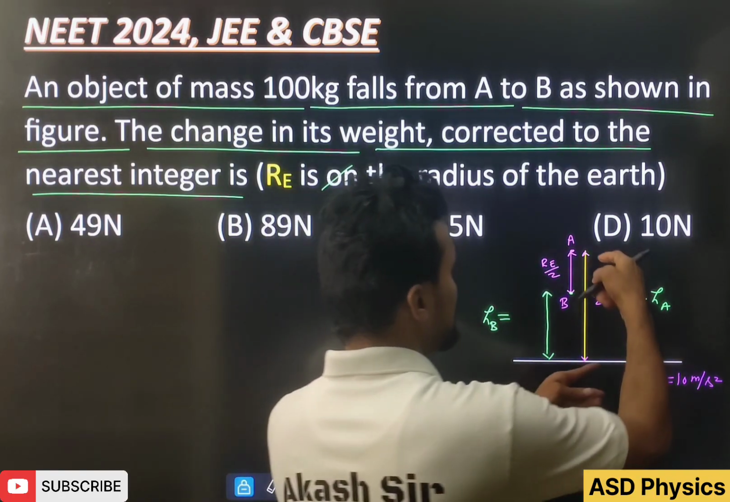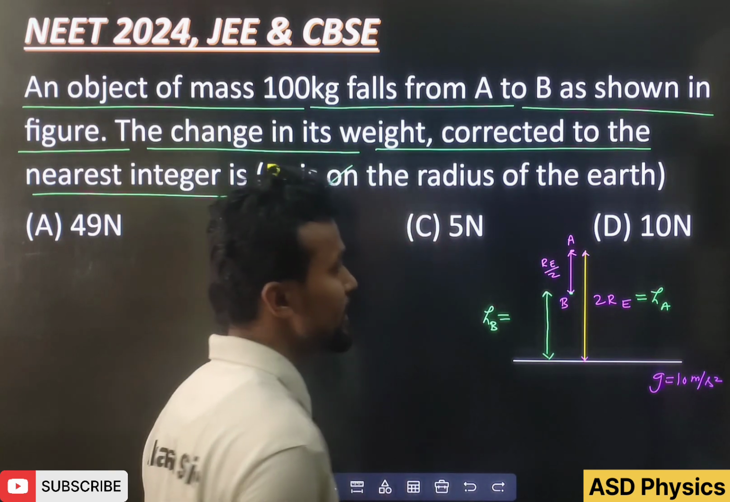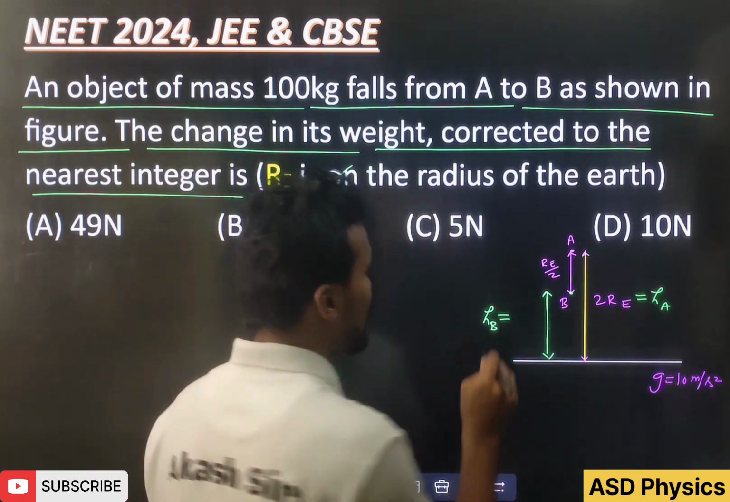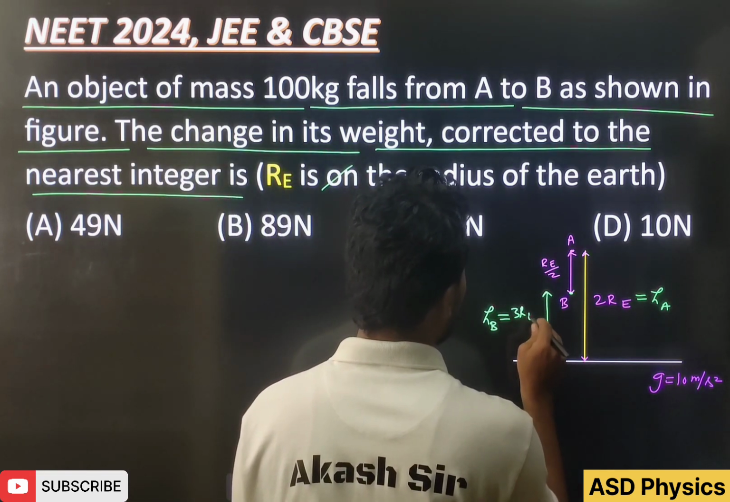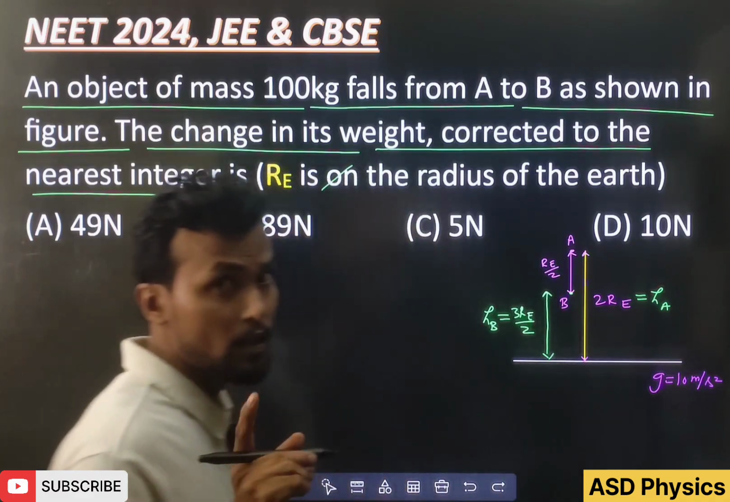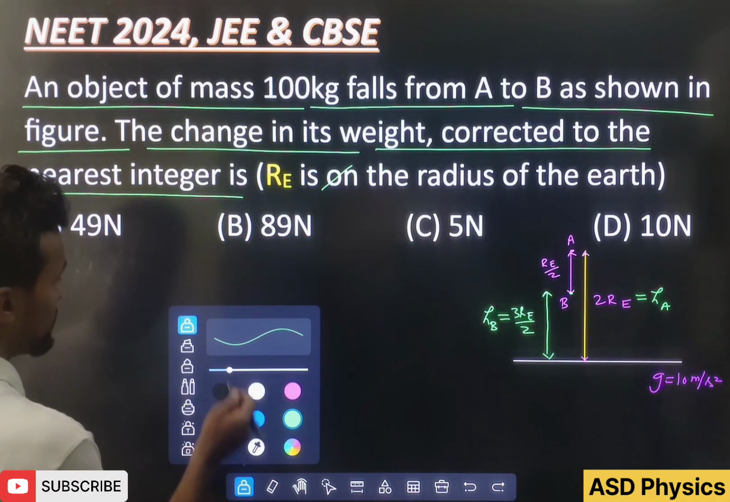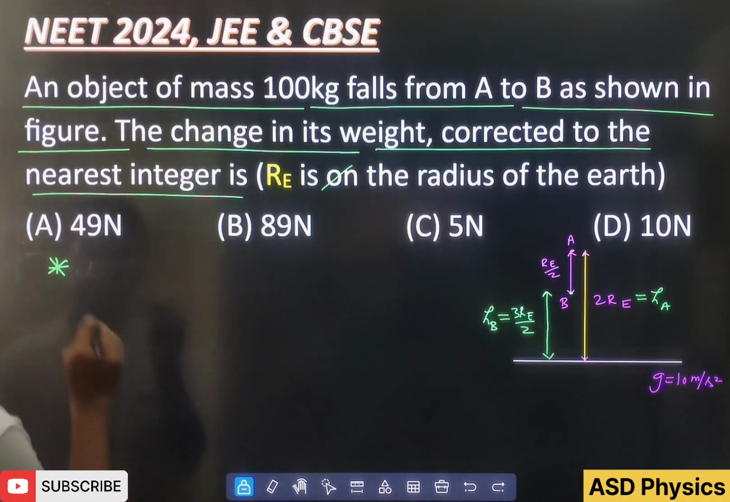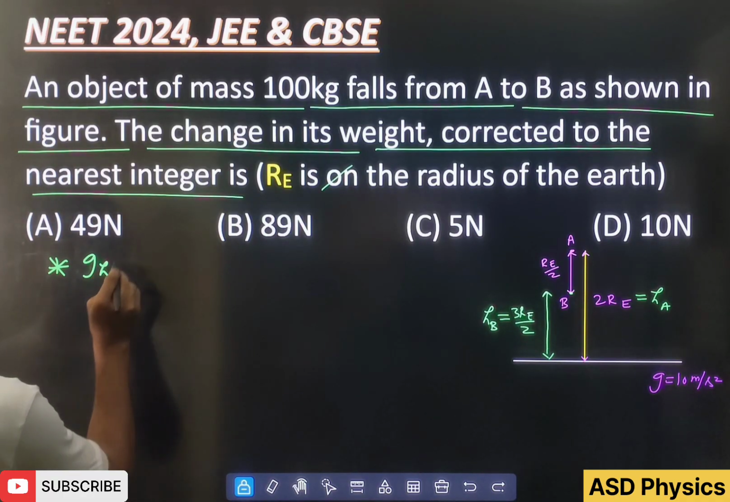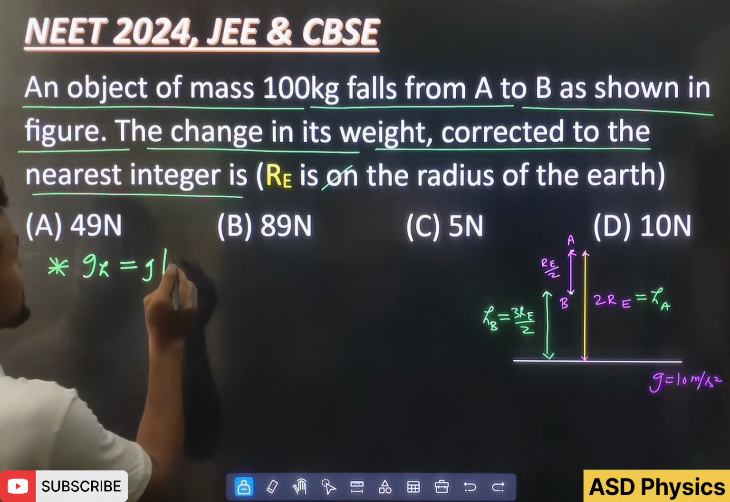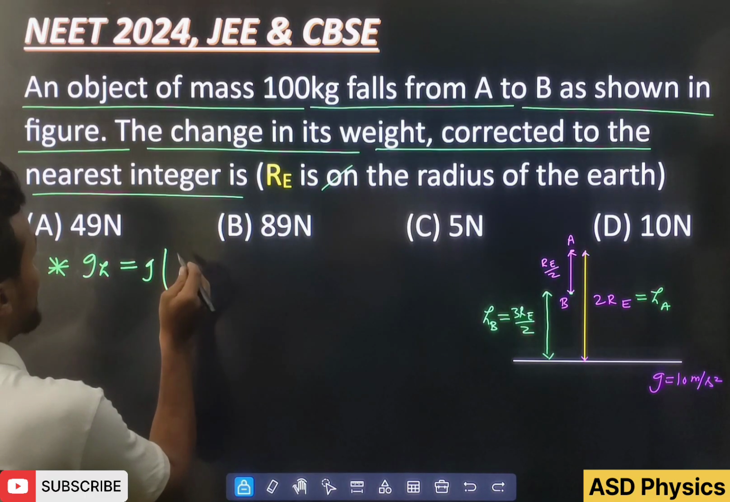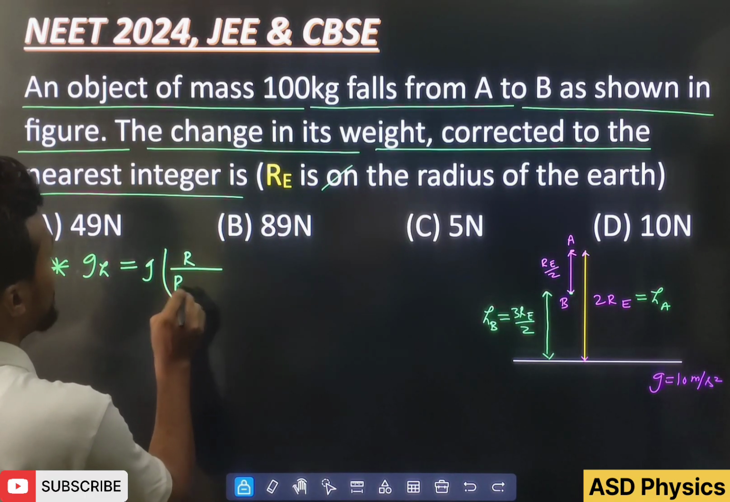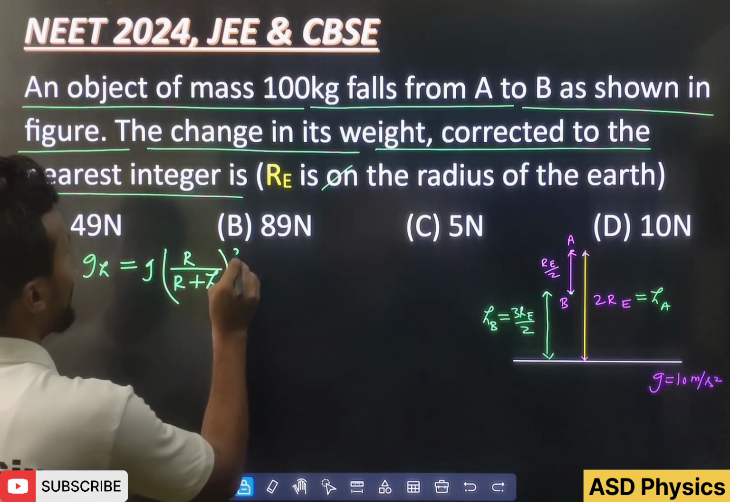So here I can write 2RE minus RE by 2, so this will come 3RE by 2. Okay, now next, if we talk about the formula, what is the formula? Gravity due to height. You should know some basic formulas. GH is equal to G, and here I can write R by R plus H whole square.